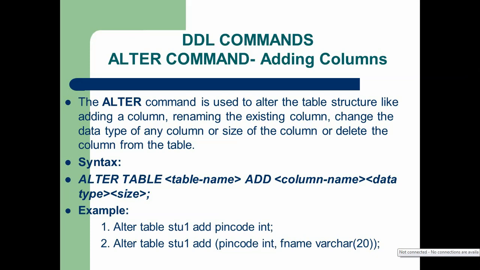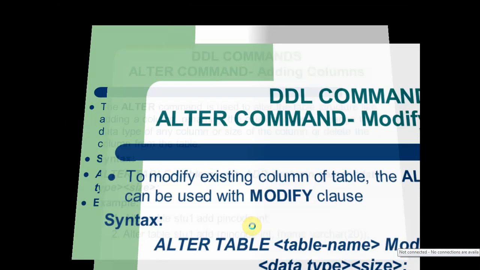Here you can see the syntax: alter table, table name, where you give the table name. The add keyword is used to add a new column to an existing table. So alter table, table name, add column name and data type, size, and then put a semicolon. In the example you can see alter table st1 add pincode int. It means in the st1 table we are going to add a new column called pincode.